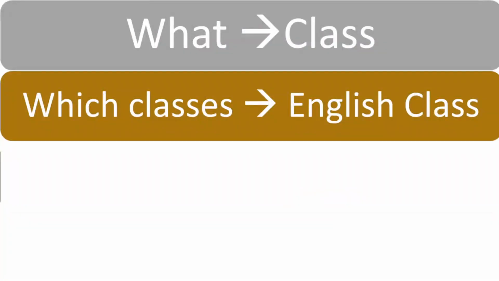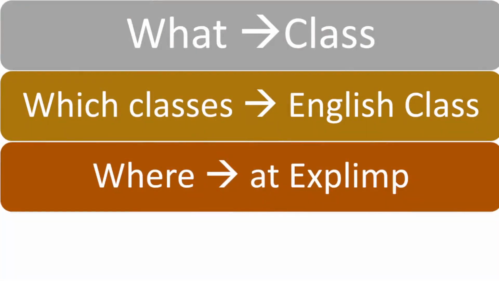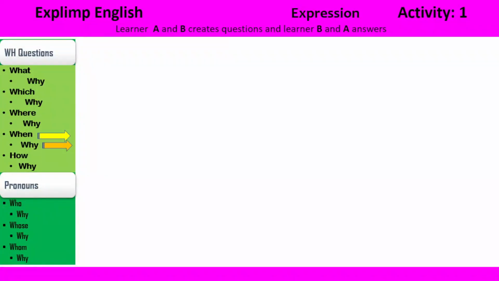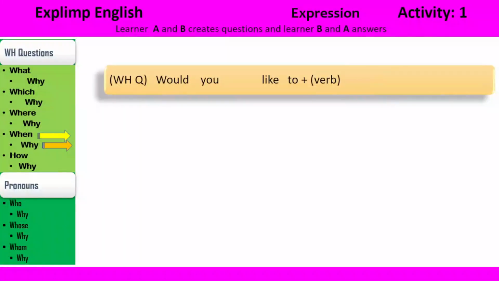Now here we have learned about which class, which was English. The last one is where, at Explimp. In the last slide you saw I would like to take admission at Explimp. But here is another question. When? Like, when would you like to take admission at Explimp? Like, when would you like to go to your class? So please tell us about the timing. So for that reason, we use the WH question when, and say when and why together. Again, would you like to plus verb with a WH question.